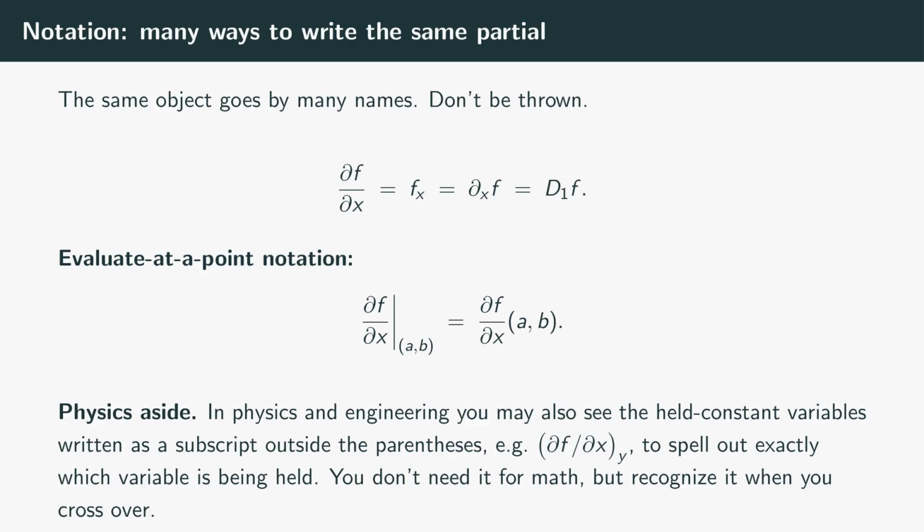The one really worth flagging is the physics convention. If you pick up a thermodynamics book and see a parenthesized partial of f with respect to x with a little y written as a subscript outside the parens, that y is the variable being held fixed. Physicists do this because in thermodynamics it isn't always obvious which variables are the independent ones, so they spell it out. You don't need that for ordinary math, but it won't trip you up if you can read it. Pick whichever notation feels nicest for your own work and learn to recognize the rest.